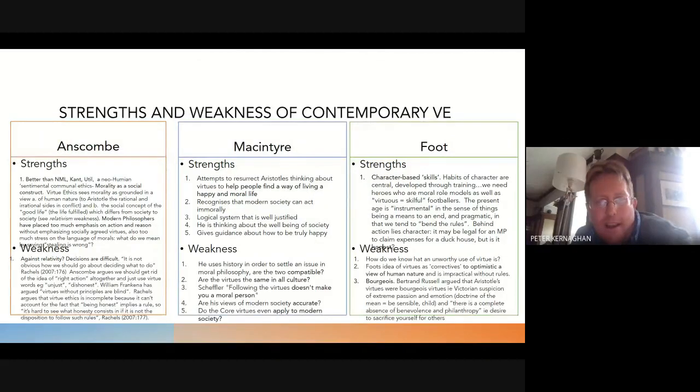Right. Her work is better than other theories because it understands the Enlightenment, that we live in a modern world, and morality is a social construct. Weakness, it's relativity. Decisions become problematic when you don't know what the right thing is to do because there's no absolutely right or wrong. It's unclear, okay?